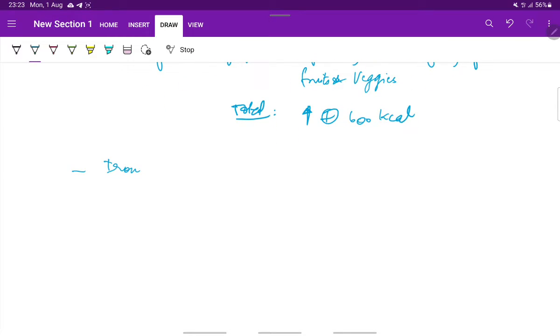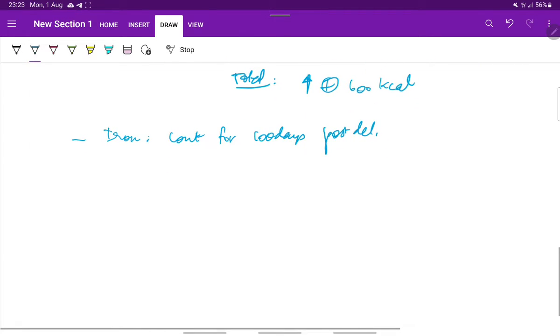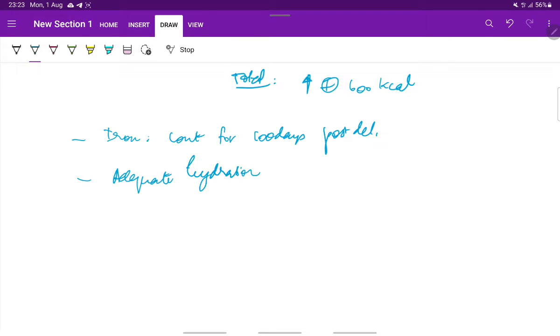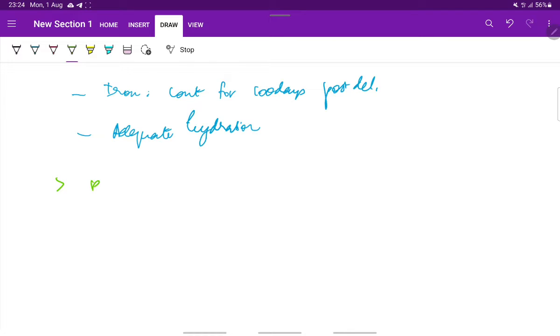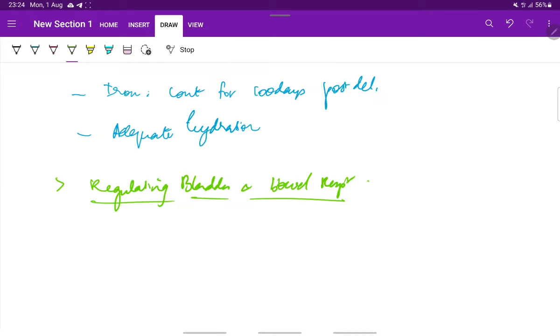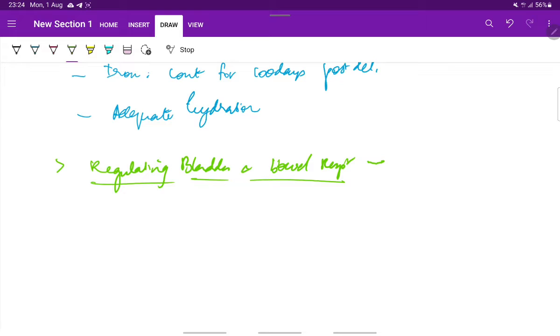Then the iron supplements should be continued for at least 100 days post delivery. And we should ensure adequate hydration for the mother. Next will be regulating bladder and bowel movements. So with early ambulation and early feeding there is decreased incidence of constipation.